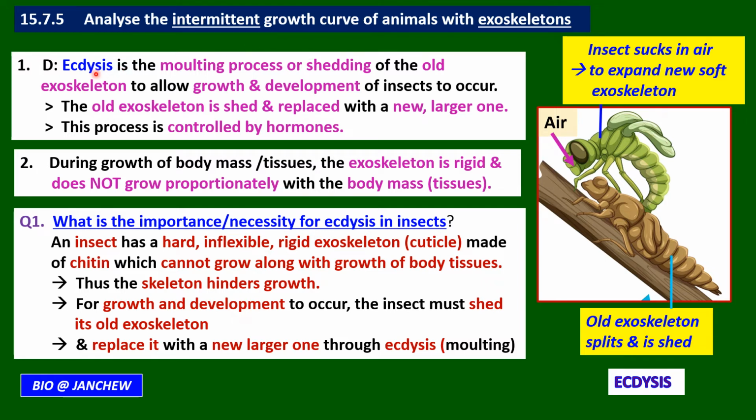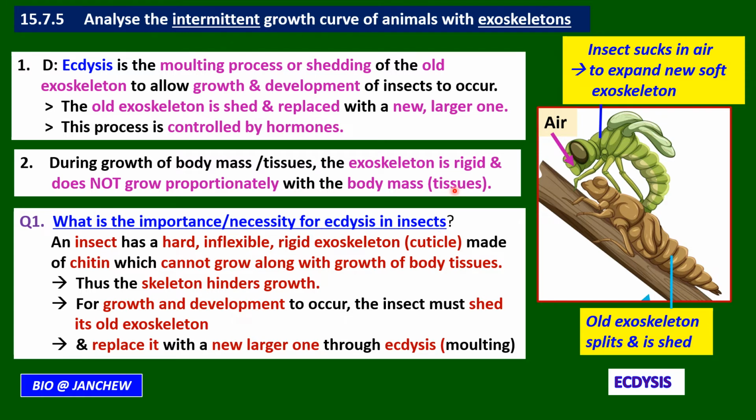Now, first of all, let's define what ecdysis is. It is the molting process or shedding of the old exoskeleton to allow growth and development of insects to occur. In this process, the old exoskeleton is shed and replaced with a new, bigger one, the green one. This process is controlled by hormones. During the growth of body mass and tissues, the exoskeleton is rigid and does not grow proportionately with the body mass or body tissues.